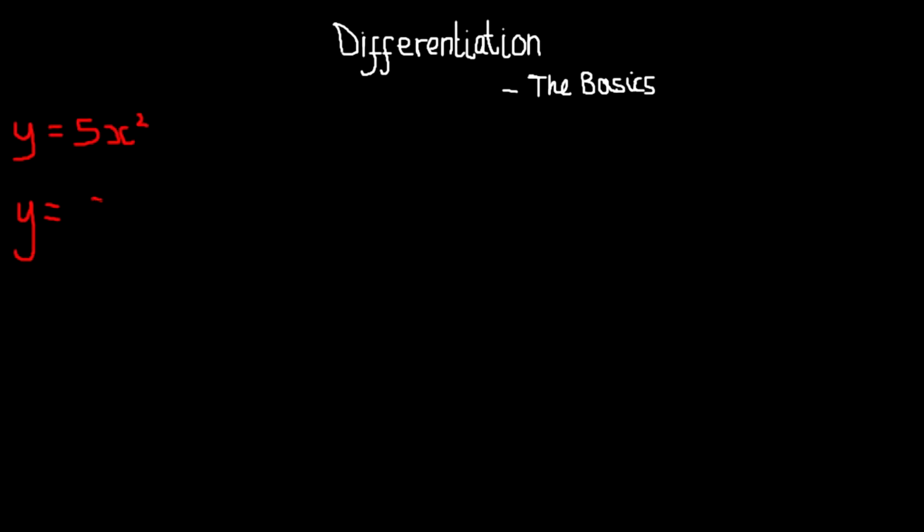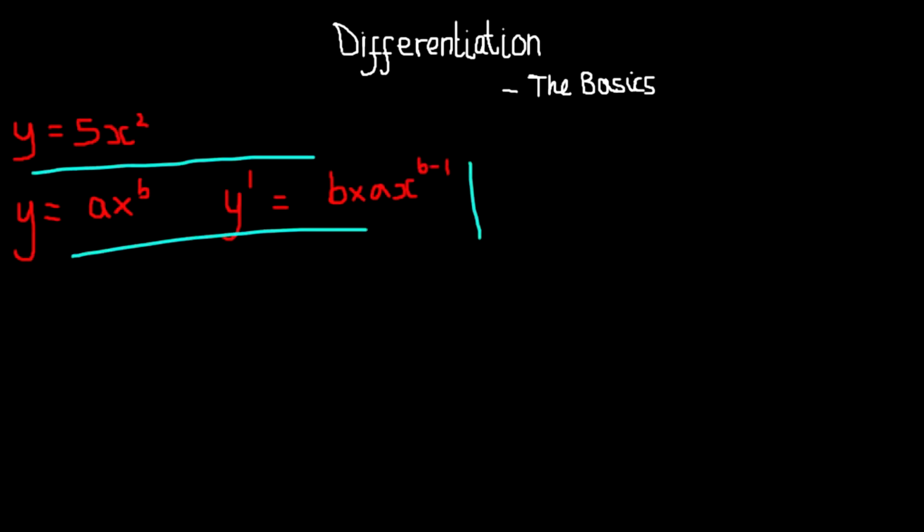So let's just say a general function would be y equals ax to the power of b. For this type of function, the derivative, which I can denote with y dash, would always be b times a times x to the power of b minus 1. If we use this general formula, we can find out that the derivative of y equals 5x squared would be 2 times 5x to the power of 2 minus 1, which simplifies down to 10x to the power of 1, which is the same as y equals 10x.